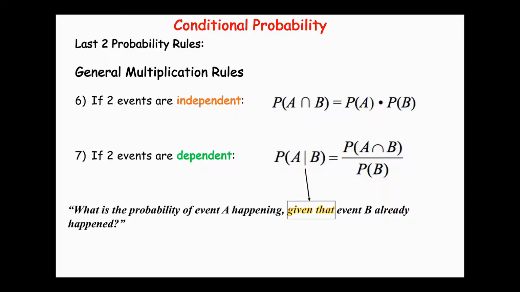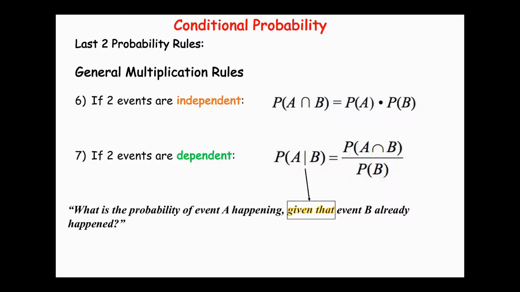Sometimes they'll say, hey, these two events are independent. They just straight up tell you. If they tell you that, you're going to use number 6. That one right there. The probability of A times the probability of B. Okay. About 90% of the time, they won't say. They will not tell you. So if they don't tell you, we have to use number 7.